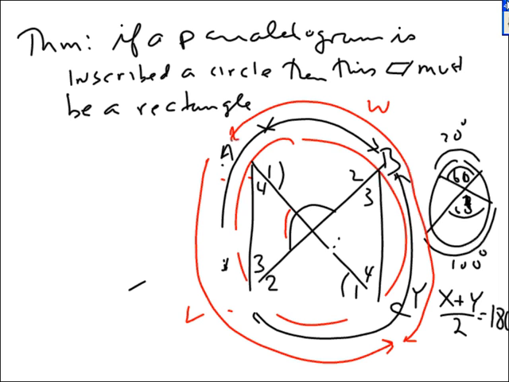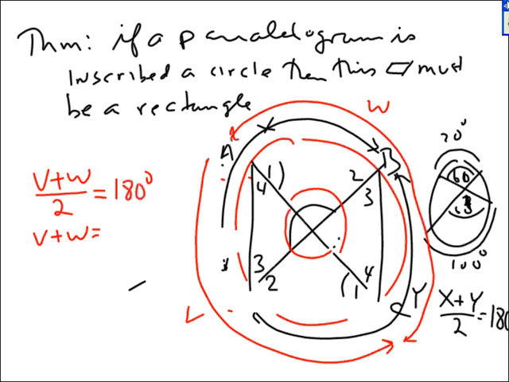Okay, so we know that this angle and this angle are equal. In fact, they both equal 180. So the intercepted arcs, when you add them up and divide by 2, you get 180. That is, V plus W is 360, and down here, X plus Y is 360, because 360 divided by 2 is 180. Okay, so now, how do we go from here? That is the key question.